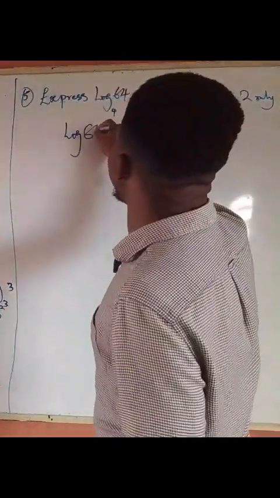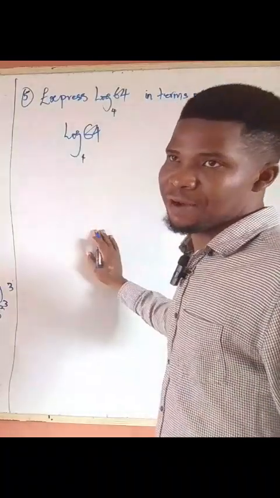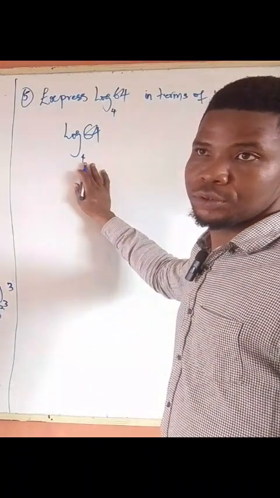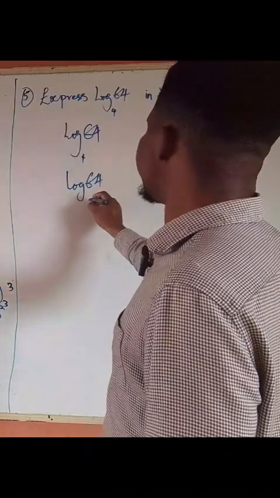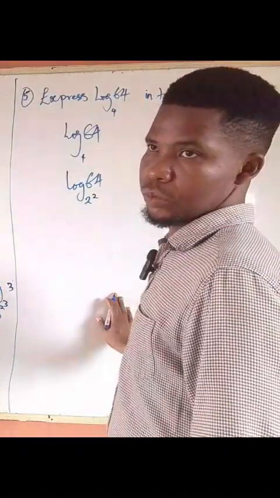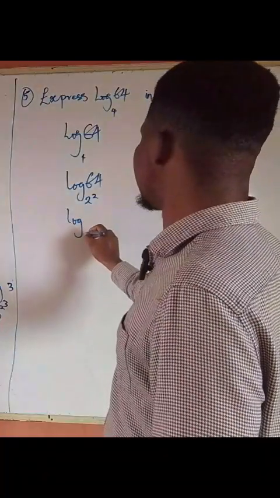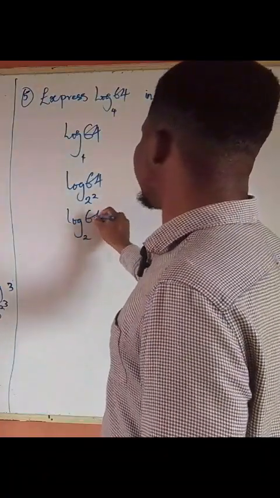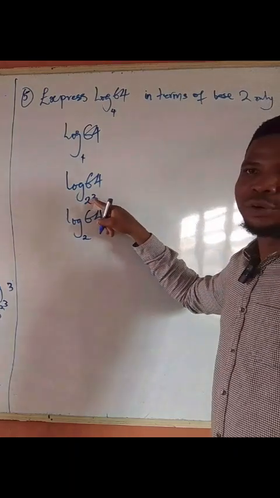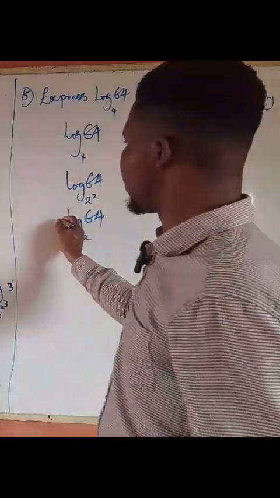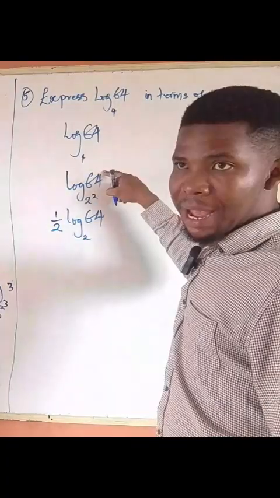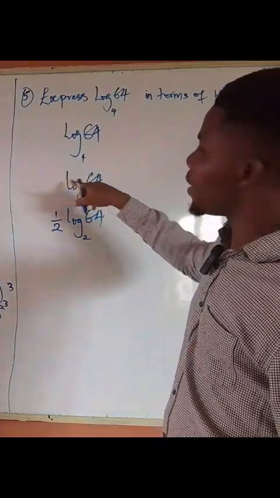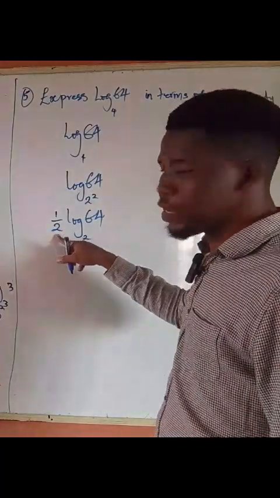Alright, so now the base is 4. We're not simplifying, we're just converting this to base 2. So what you do is you just say log 64 base 4 is log 64 base 2 over log 4 base 2. Remember, the power of the base, where will it go? Yes, this one over 2. The power of the number here, or the result, will be here. The power of the base will come here as the denominator.